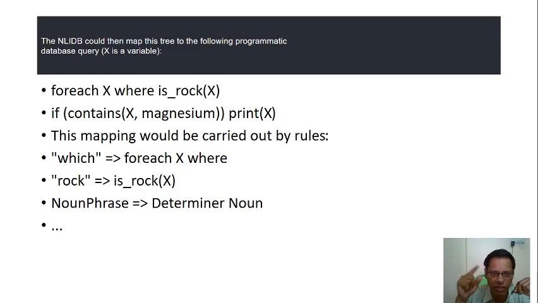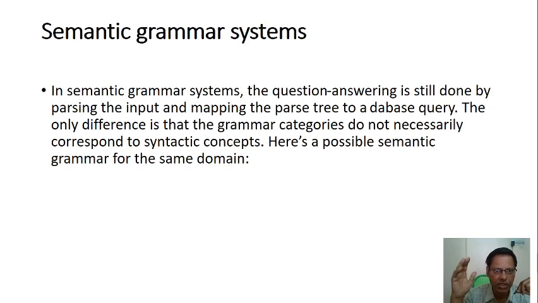Again we can see how it is going to give the information. For each x, where x is a rock, if x contains magnesium, then print it. This mapping would be carried out by some rules. What are the rules? For each x where, rock is for is rock; noun phrase is for determiner noun. This sequence of statements is helpful for finding the answer. Semantic grammar systems.